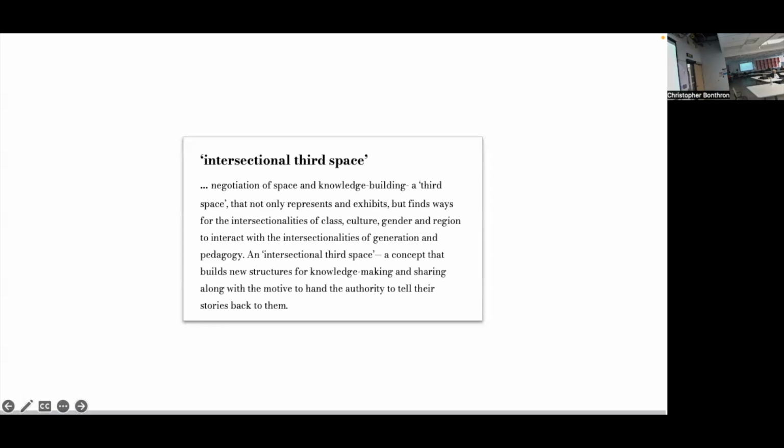This needs negotiation of space and knowledge building, a third space that not only represents and exhibits, but finds ways for the intersectionalities of class, culture, gender, and region to interact with the intersectionalities of generation and pedagogy. An intersectional third space, a concept that builds new structures for knowledge making and sharing, along with the motive to hand the authority to tell the stories back to them.